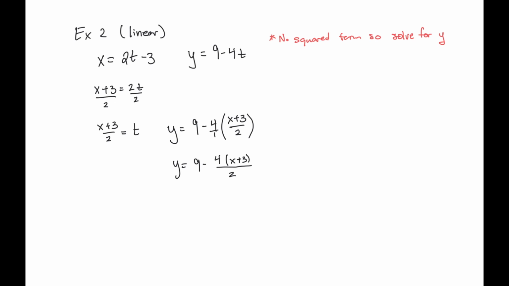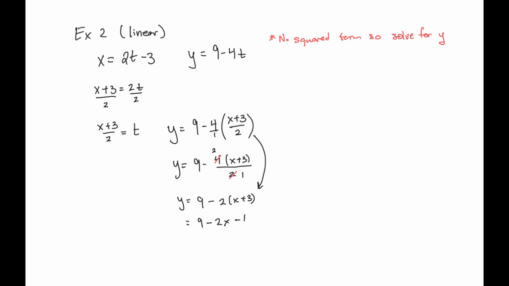So I see here that the 4 and the 2 can simplify. The 2 goes into 2 once, 2 goes into 4 two times. And so you end up with 9 minus 2 times (x plus 3). So that's what really happened, and you definitely could have gone straight from this step to this step easily. Let's simplify that one, and we'll be done.